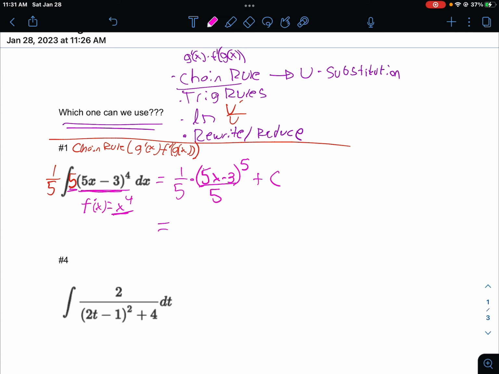We can make it look nicer. We're going to get 5x minus 3 to the 5th over 25 plus c. And that's all she wrote. That's all we have to do.